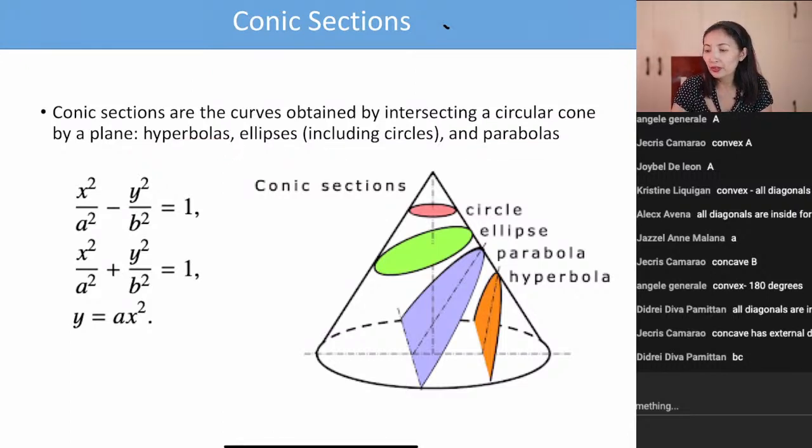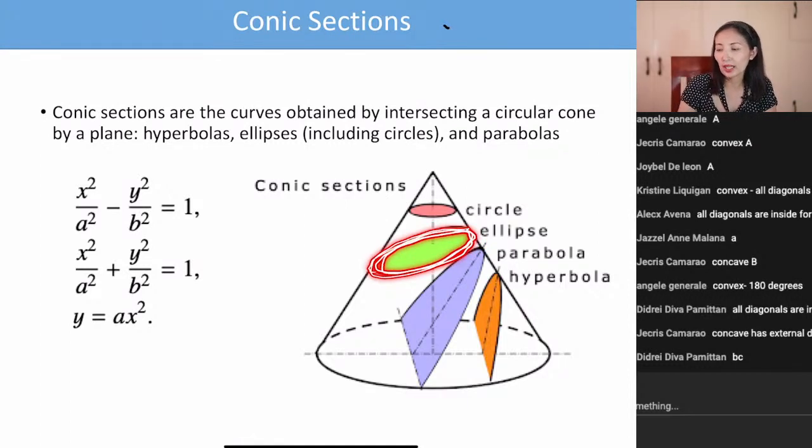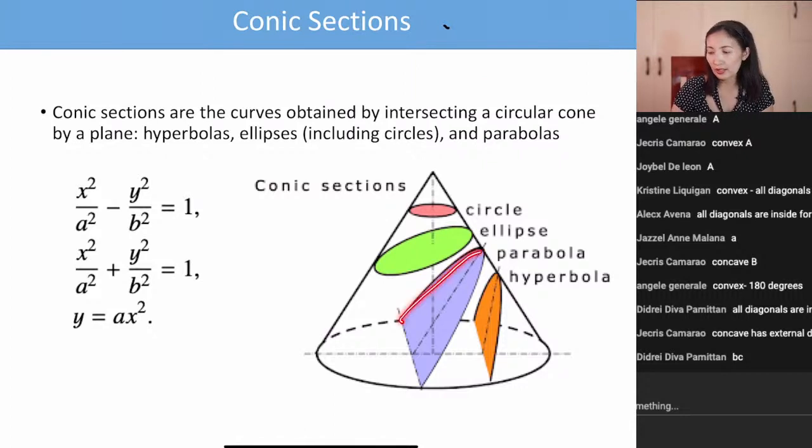If the plane cuts the cone such that the plane is parallel to the horizontal axis, then what kind of conic section is formed? A circle. If it cuts the cone in this manner, then the conic section is an ellipse. And then here, quite slanting, this is a parabola.